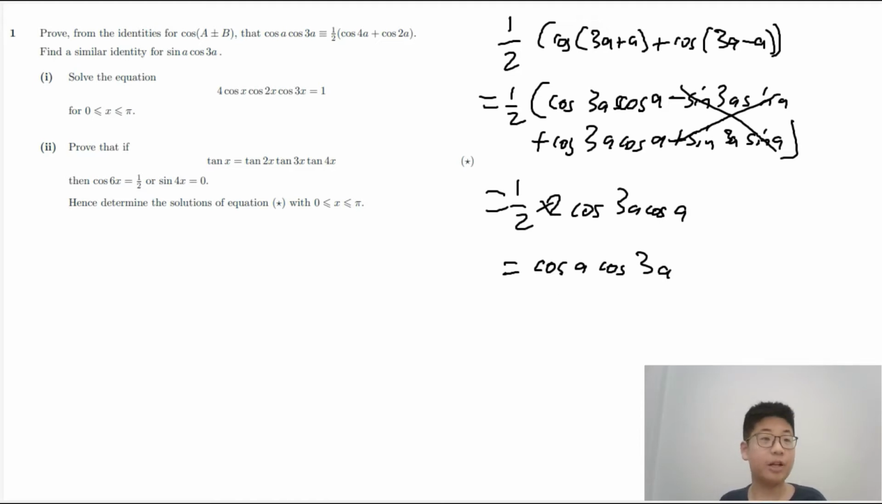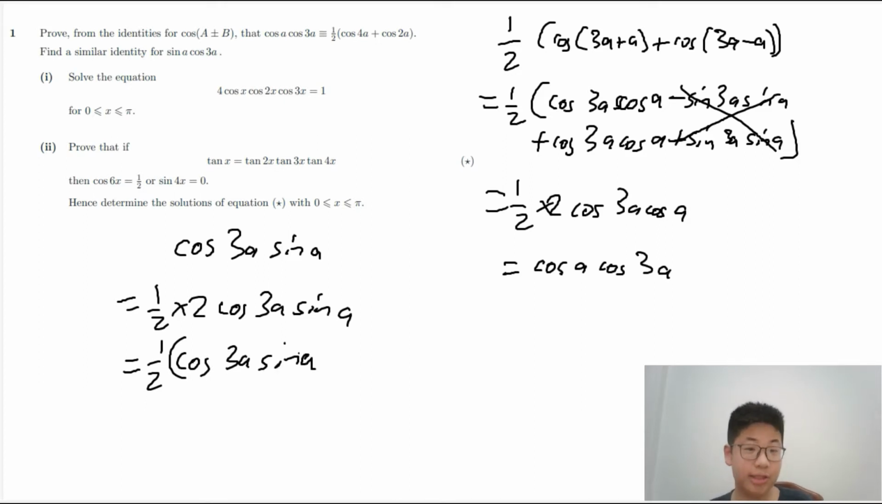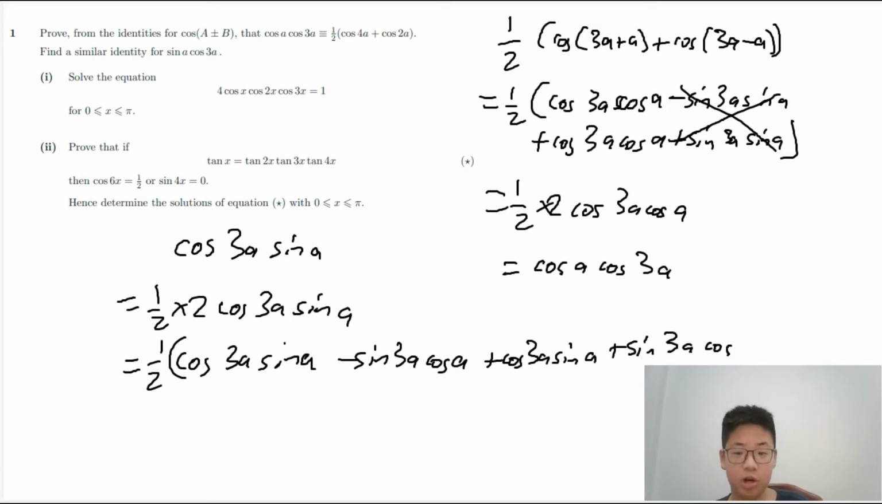There, now we are going to first use the identity, but before we do that, we need to find sine A cos 3A. So cos 3A sine A, then we pull off the same trick by multiplying with a fancy 1, which is just half times 2. And then we calculate, and we add some extra dummy terms, sine 3A cos A plus cos 3A sine A plus sine 3A cos A.